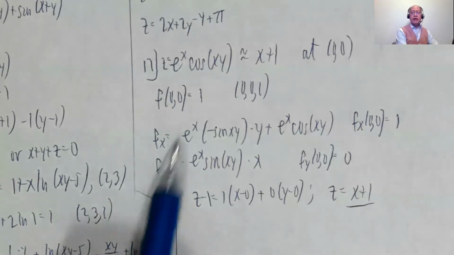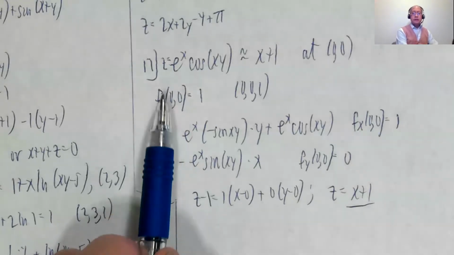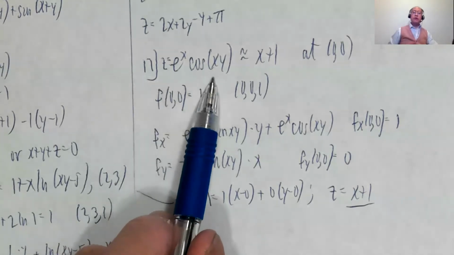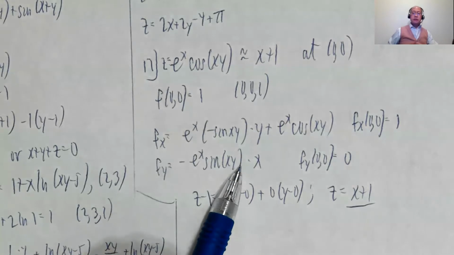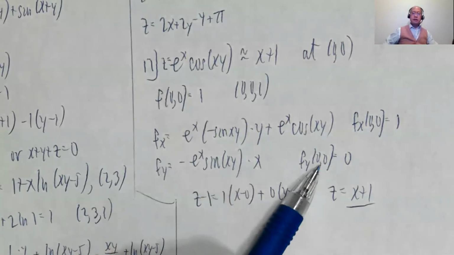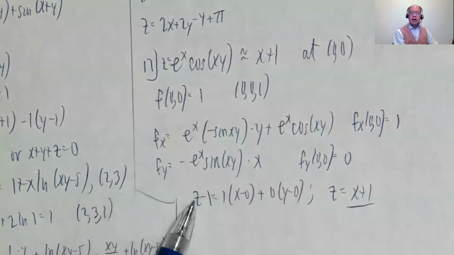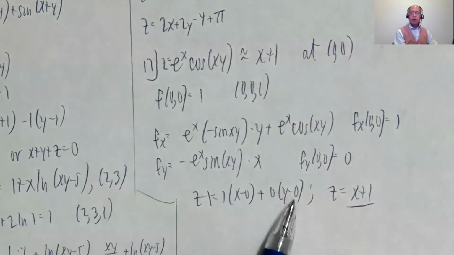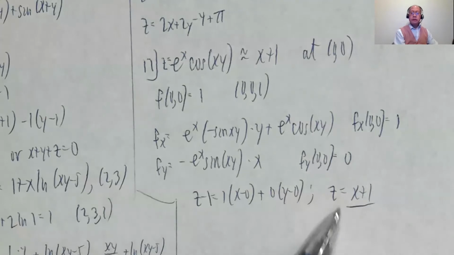Partial with respect to y, that e to the x is considered constant. So e to the x, negative sine xy times derivative of xy with respect to y, which is x. Plug in (0, 0). I'm taking the sine of 0, I get 0. So z minus z0 equals 1 times x minus 0 plus nothing times y minus 0, or z equals x plus 1.